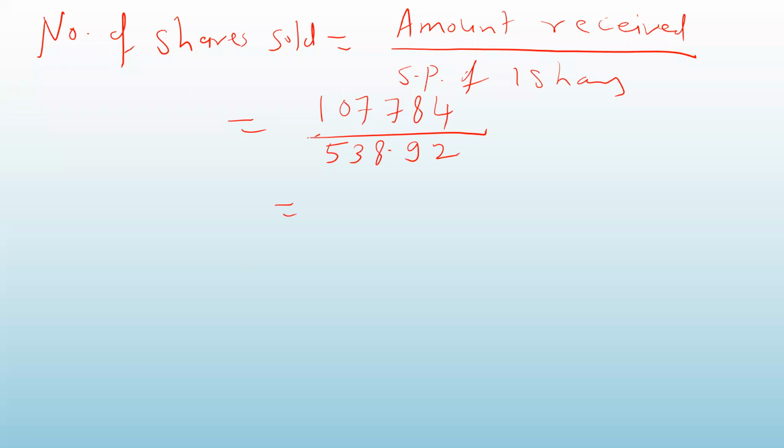Has anybody calculated? Somebody has calculated 200. Correct. Very good. So how many shares are sold? 200. Therefore, number of shares sold is equal to 200. Correct? Again, see, the number of shares sold is a whole number. It is not in decimal. If you are getting the answer in decimal, that means somewhere you have made a mistake. So you can go back and check. I hope you have understood.